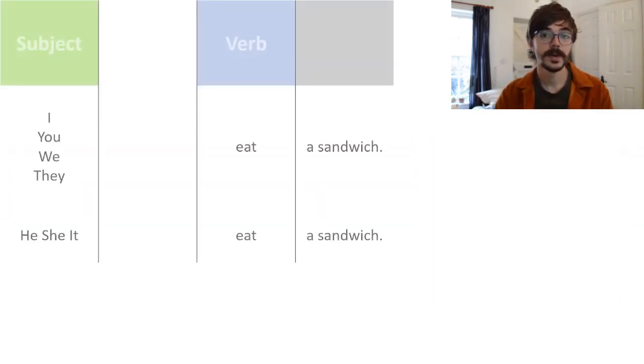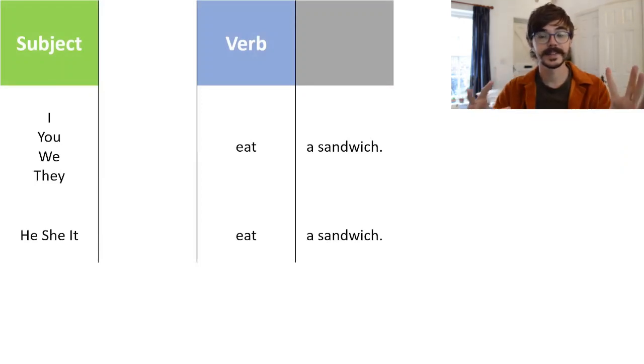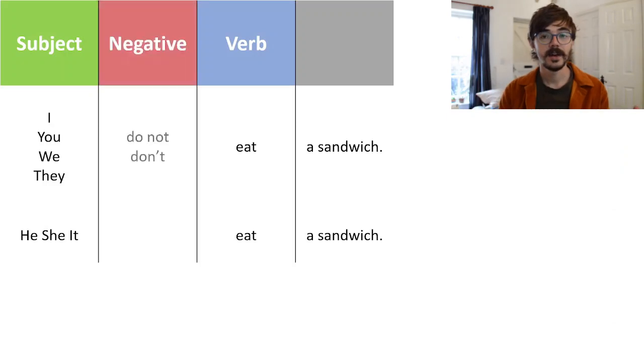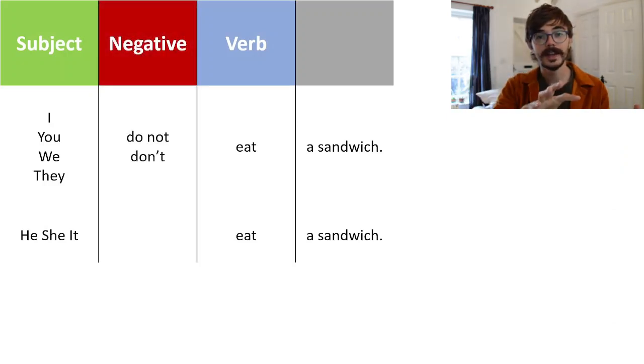To make a negative sentence, we add the verb do. So for example, let's take a simple sentence: I eat a sandwich, you eat a sandwich, we eat a sandwich. Or we eat sandwiches, if we don't share the sandwich. Now, to make this negative, we add the verb do and the word not. So, I do not eat a sandwich. You do not eat a sandwich.